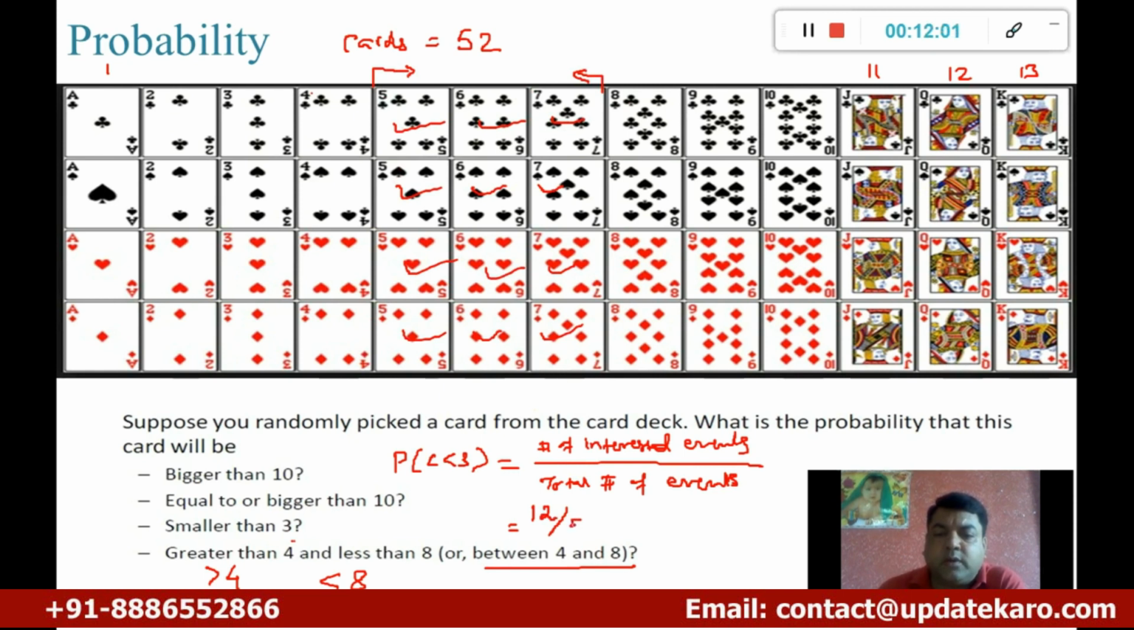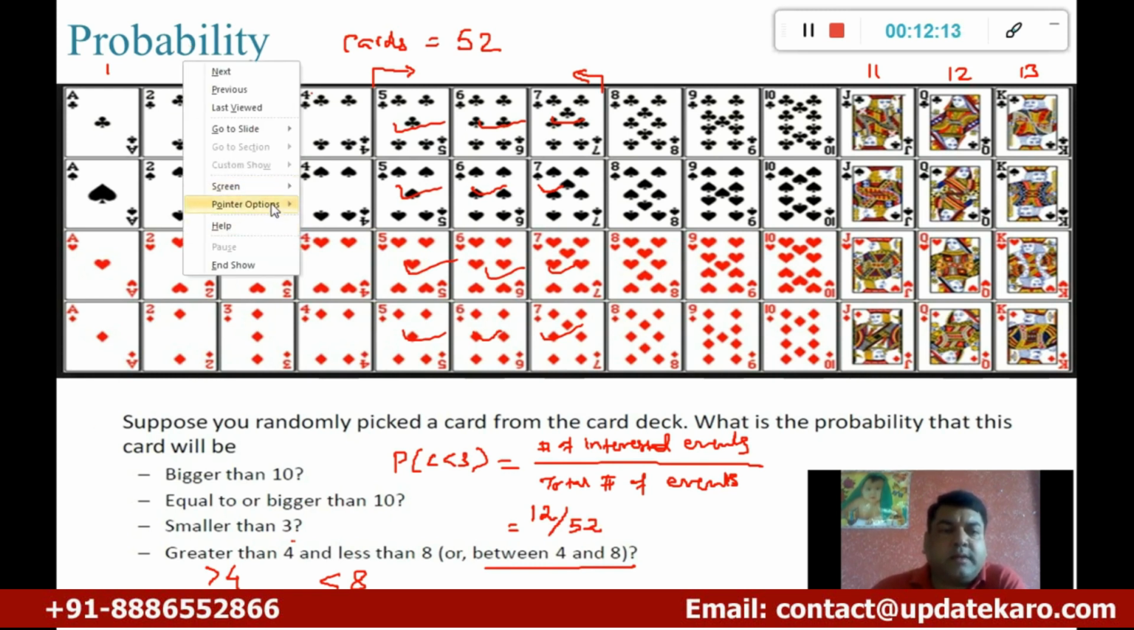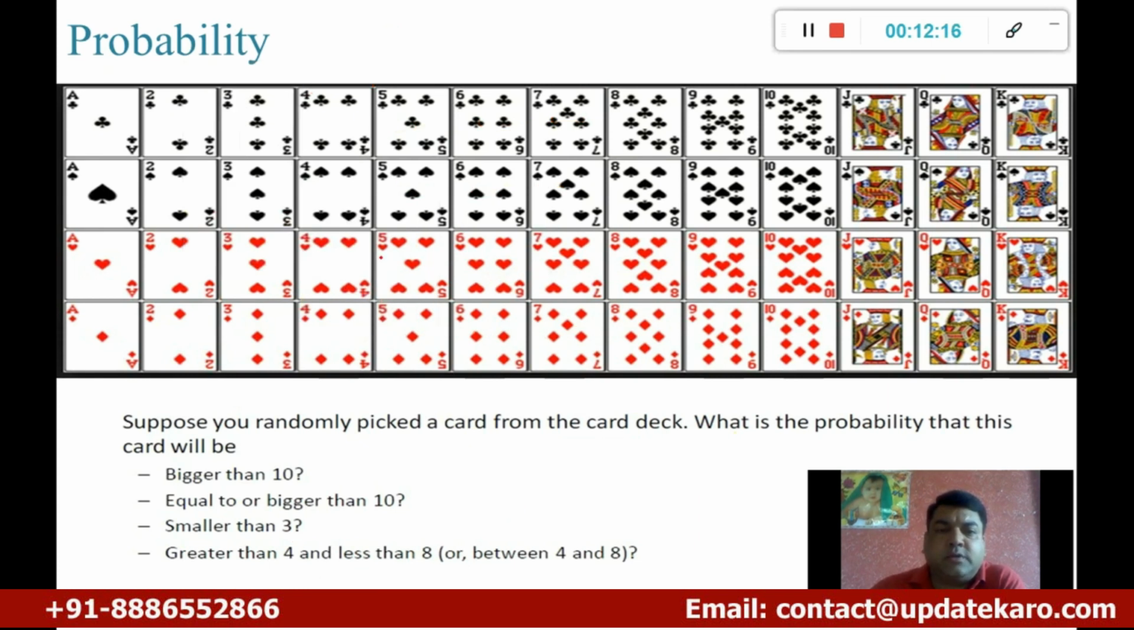Divide by how many total number of events possible? 52 total number of events are possible, right? So this is how the probability works, or this is how we calculate the probability. These were the examples of calculating the probability.